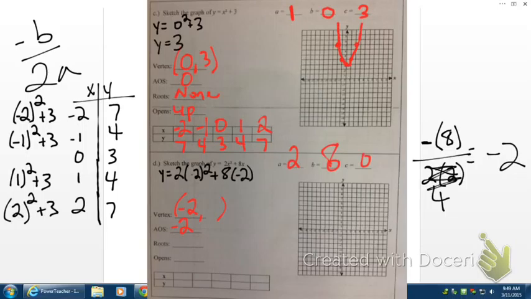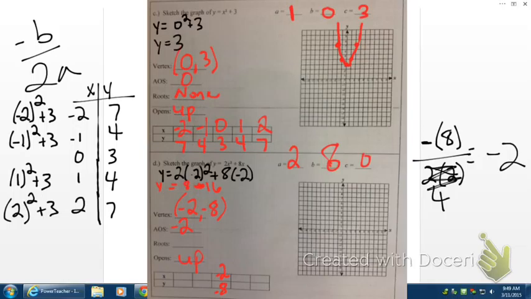All right? Now, so we know it's going to open up. Okay? Opens up. Now, let's make our little table. Remember, always put that vertex in the middle. Okay? So the middle is going to be negative 2 and negative 8 right here. So negative 2 here and also negative 8.